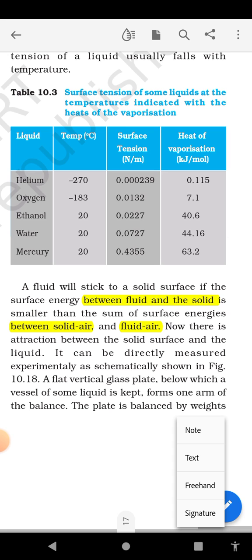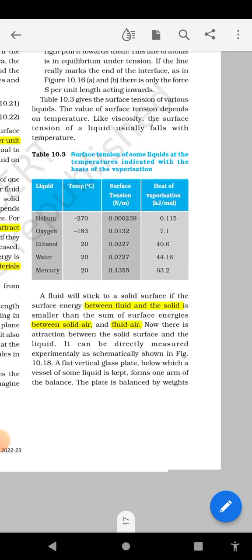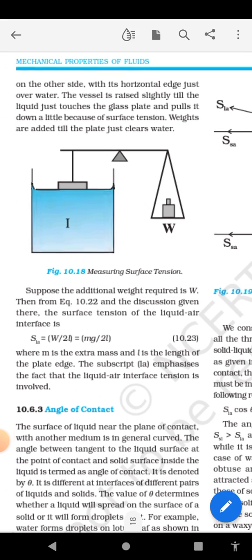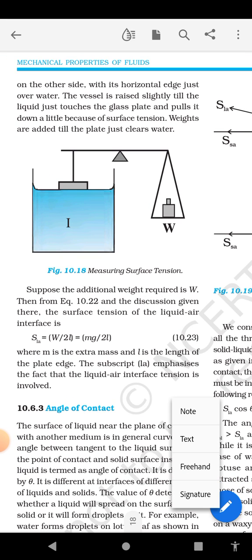It can be directly measured experimentally as schematically shown in figure 10.18. A flat vertical glass plate, below which a vessel of some liquid is kept, forms one arm of the balance. The plate is balanced by weight on the other side with the horizontal edge just over water. The vessel is raised slightly till the liquid just touches the glass plate and pulls it down a little because of surface tension.